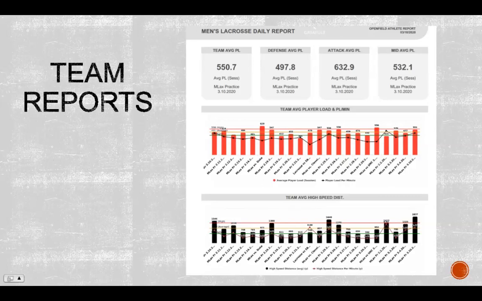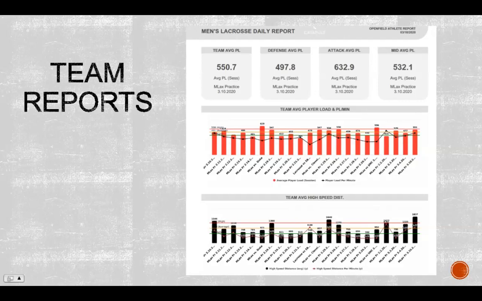In the red graph, you can see the average player load and player load per minute. The total will be the red bar, and the black trend line will be the density of that day. So you can look into a week breakdown. You can see right here men's lax versus Duke, and then men's lax versus UNC, and work backwards to see reactively what that week looked like in terms of undulating stress.